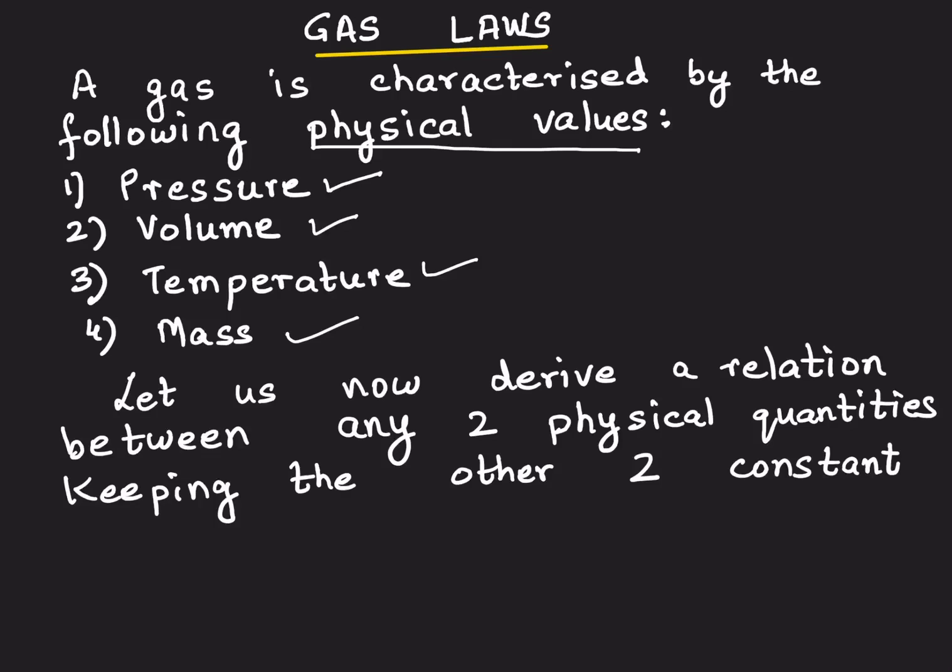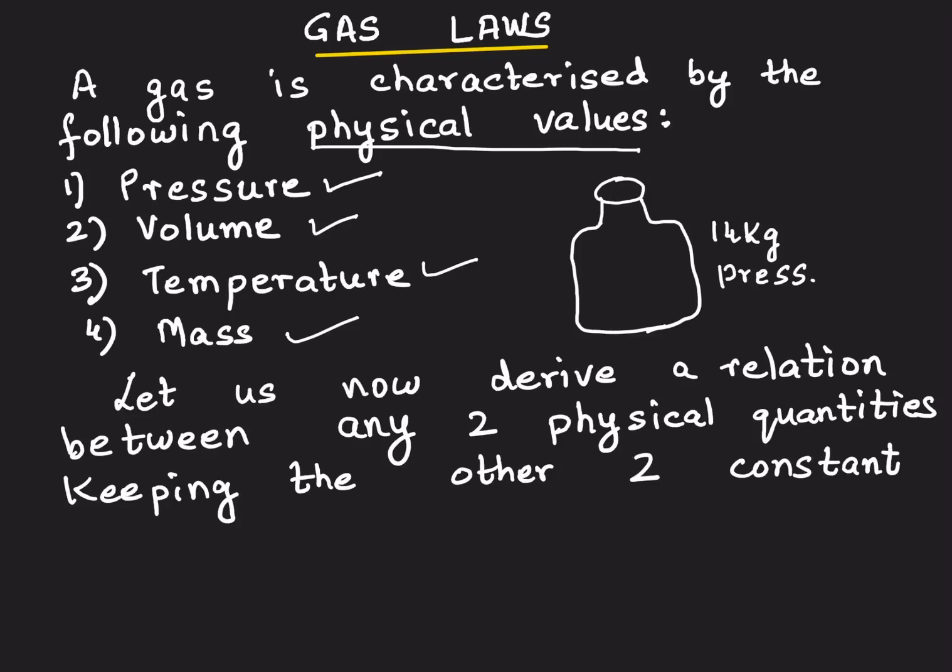So if you see a cylinder in which gas is trapped, you will find that on the cylinder you will find the marking as to how much is the mass of the gas. So let us suppose it says 14 kg, at what pressure and at what temperature it is safe for the cylinder to be stored. So these are characteristics in which a gas is defined.